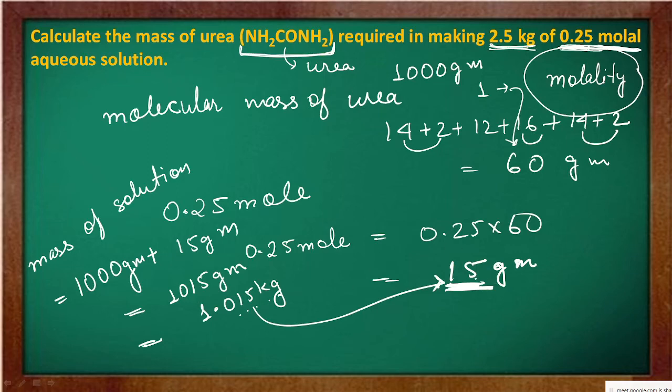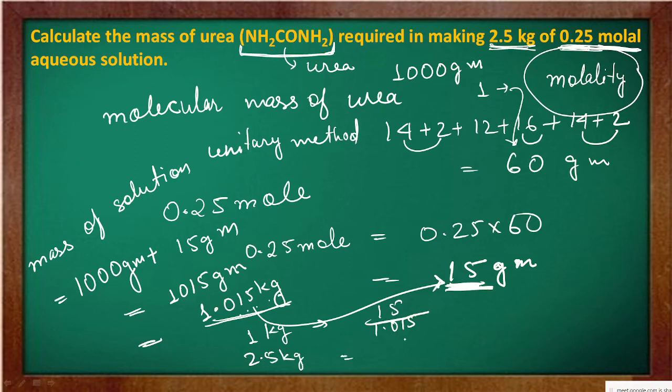You can calculate it from your basic maths of class 8, which is known as the unitary method. Here you have been given that when the total weight of the solution is 1.015 kg, you require 15 gram. When it is 1 kg, you will require 15 by 1.015, and when it is 2.5 kg, you will require 15 into 2.5 by 1.015. You can calculate this by yourself; some Z gram you will get.